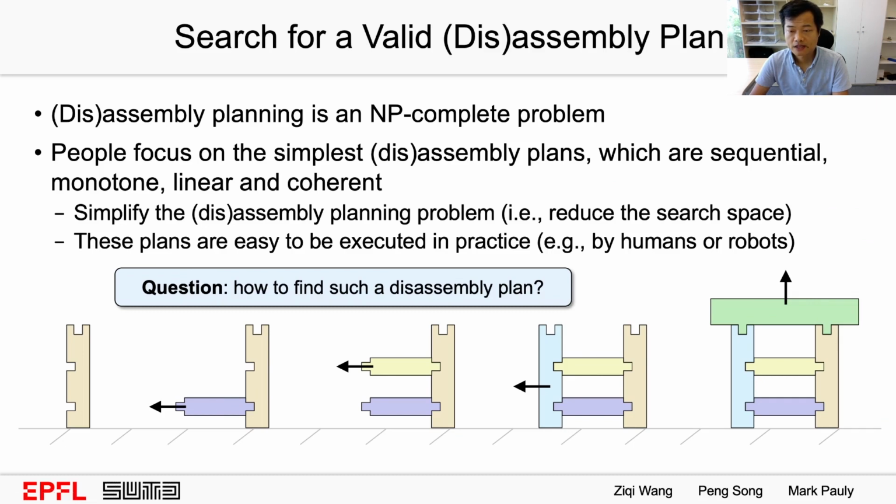This assembly planning is an NP-complete problem. To simplify the problem, people focus on the simplest disassembly plans, which are sequential, monotone, and coherent. Another reason to choose these disassembly plans is that they are easy to execute in practice, either by humans or robots. Now the question is, how can we find such a disassembly plan?